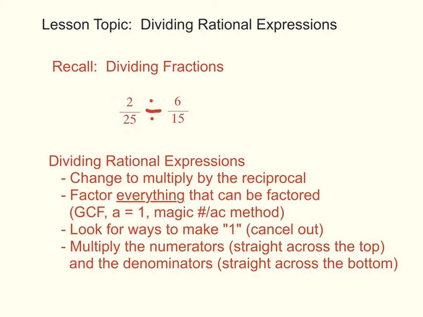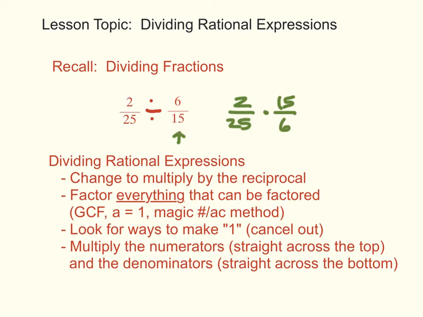divided by 6 over 15, we would do something called multiply by the reciprocal. So what we did is we kept this first fraction the same, so 2 over 25, and we would change the division sign to a multiplication sign, and then we would take the reciprocal of the second fraction. So instead of 6/15, we would put 15 over 6. Sometimes some teachers would call it keep it, change it, flip it. Okay, so that's what we would do here.